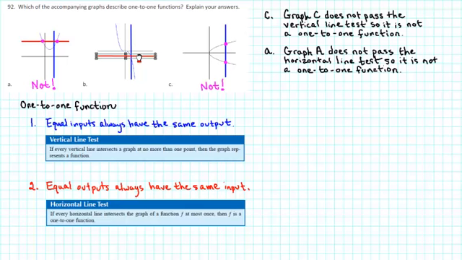But we're going to assume that this function is always decreasing, that it does flatten out, but that it always decreases. So since that's the case, our horizontal line never intersects the graph more than once. This graph passes the horizontal line test. Since the graph passes both the vertical and the horizontal line test, it is the graph of a one-to-one function.